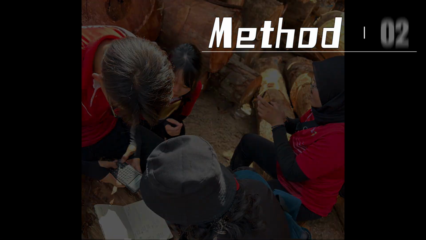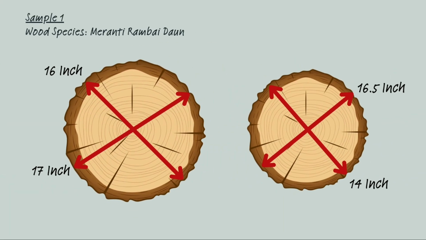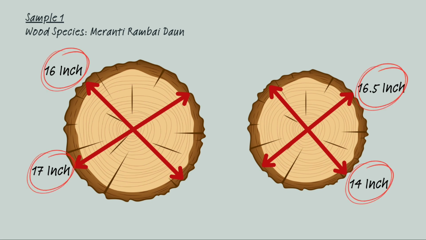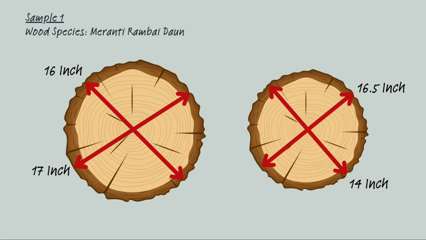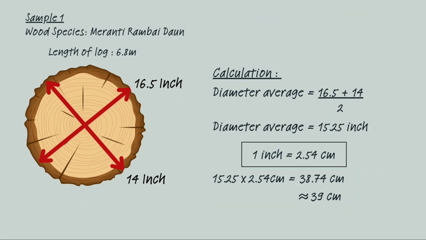The second method here is using formula calculation. So let's have a look. From the first sample, we will get 4 diameter readings from both ends of the log. We will choose the side with smaller readings, which is 16.5 inch and 14 inch. Then, we will need to find the diameter average. We use 16.5 plus 14 inch, divide by 2, and we will get 15.25 inch.